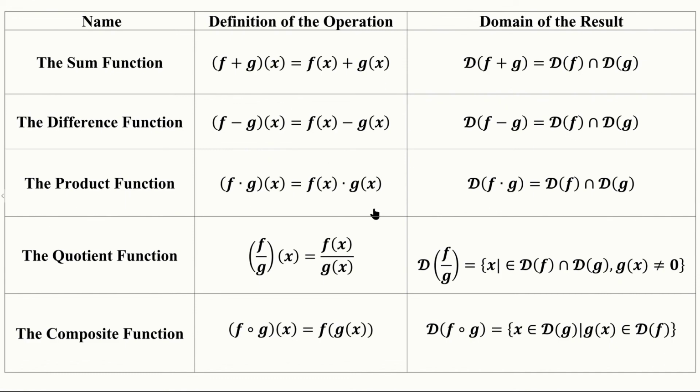And then the product function, just as you would expect it to be. The quotient function is the first place where you have to be a little careful with the domain, because you do not want to allow the denominator function to become 0. So you specify that g of x should not be 0. And the composite function, also you have to be careful with the domain, because the domain of a composite is x belonging to the domain of g, such that g of x belongs to the domain of f.